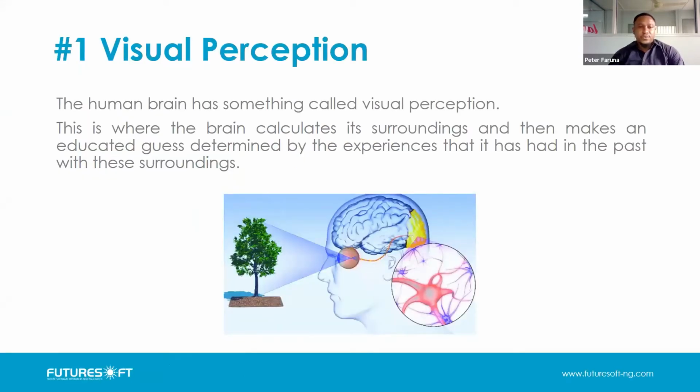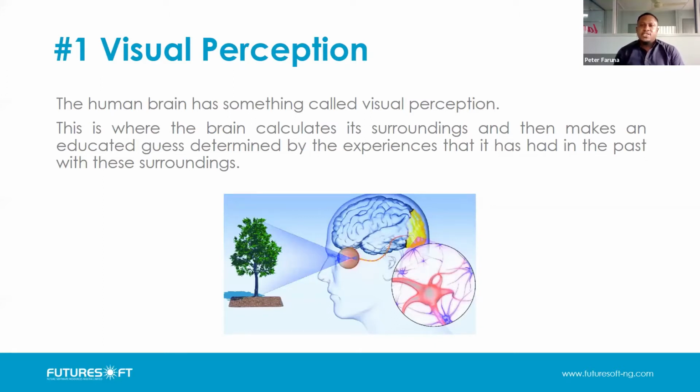So now we have visual perception. What is visual perception? The human brain has something called visual perception. This is where the brain calculates its surroundings and then makes an educated guess determined by the experiences it has had in the past with these surroundings. I know this might sound a bit too technical, but when saying making an educated guess, it's probably more like an educated suggestion. So I see a post about something, and the image says something to me.